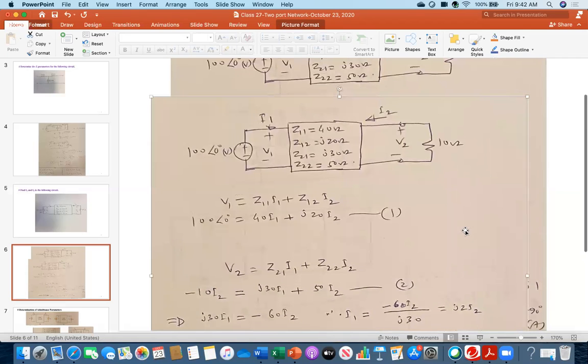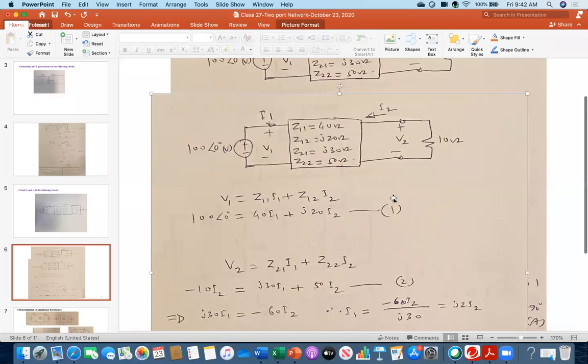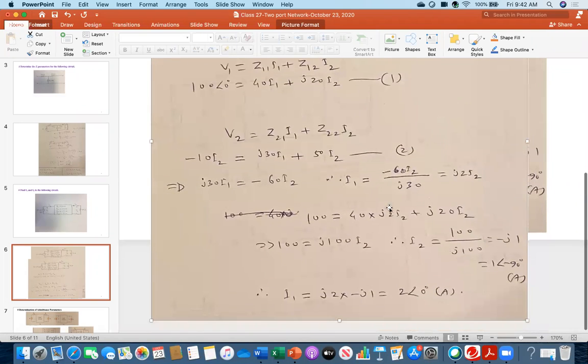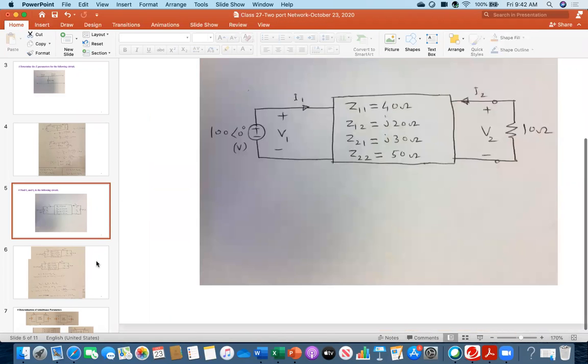Everybody, could you follow this one? Sorry. Could you follow? Yes. Yeah. So it's just the calculation. What is this thing? Hold on.